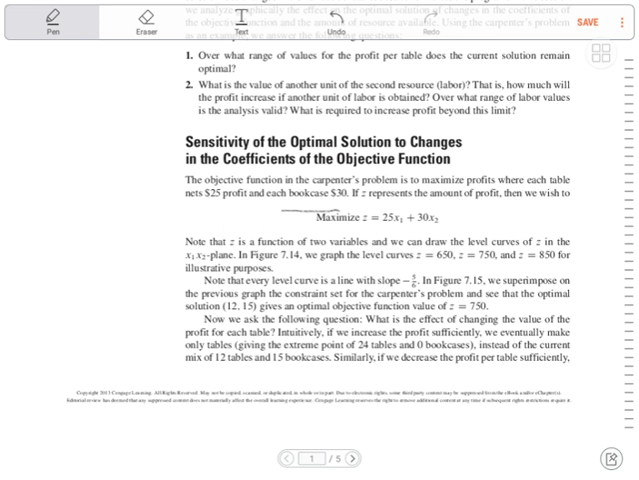The objective function in that case was this one. If you recall, this was the objective function 25x1 plus 30x2. Here x1 was the number of tables and x2 was the number of bookcases. The profit per bookcase is $30 and the profit per table was $25. This was what we already discussed, and the maximum value of z came out to be 750 with respect to all the constraints which are provided.